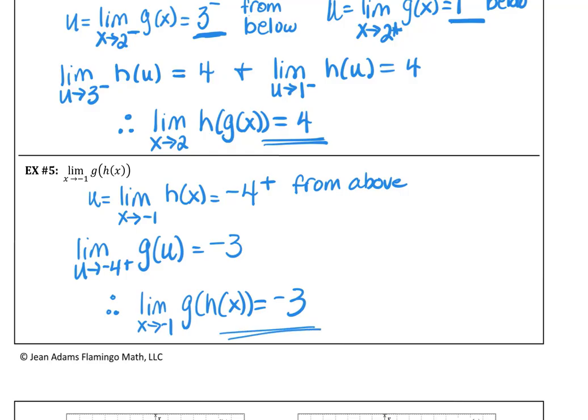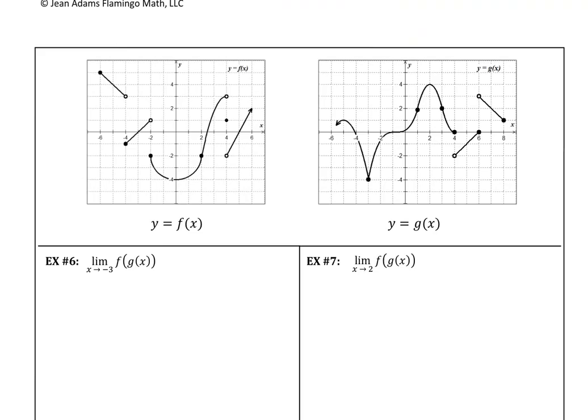Now, a few more tricky ones. In this case, we have f of x on the left and g of x on the right, and we want the limit of the composition f of g of x as x goes to -3. So just like the first 5, we're going to let u equal the limit as x approaches -3 on the inside function g of x.